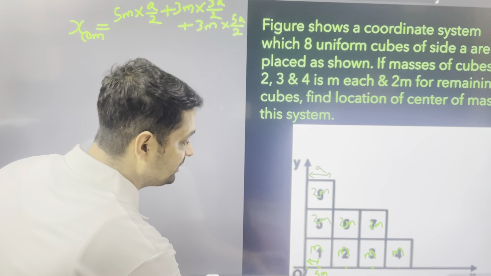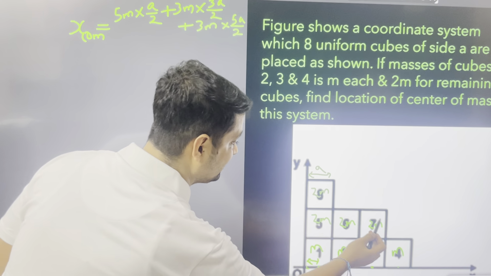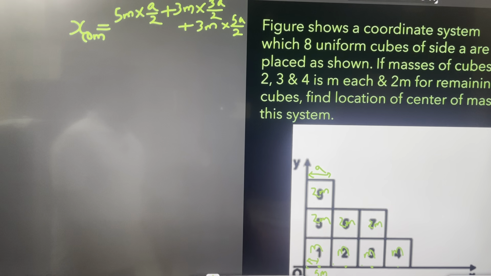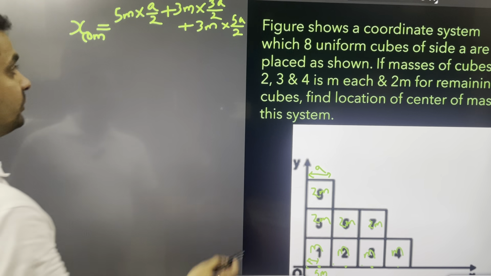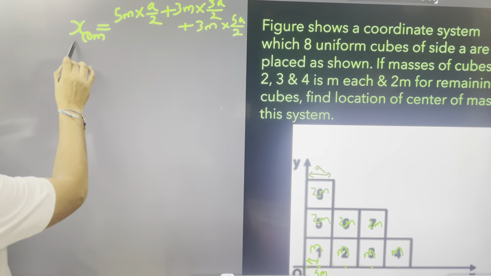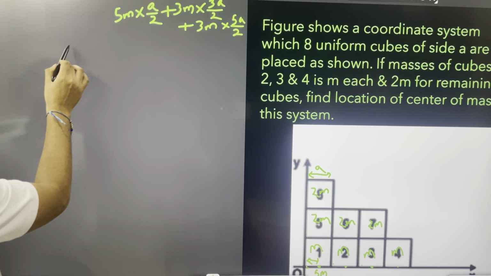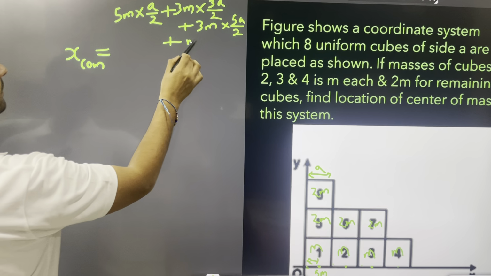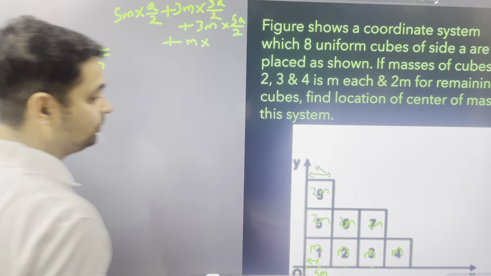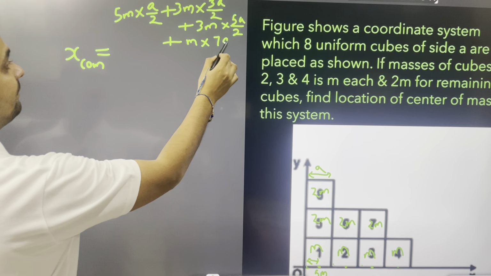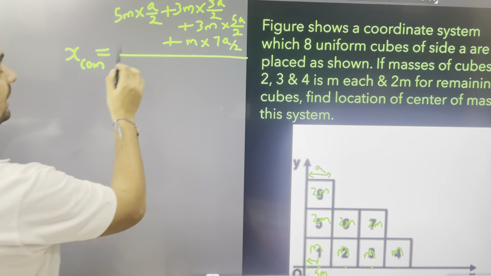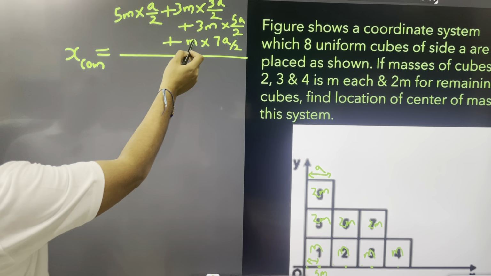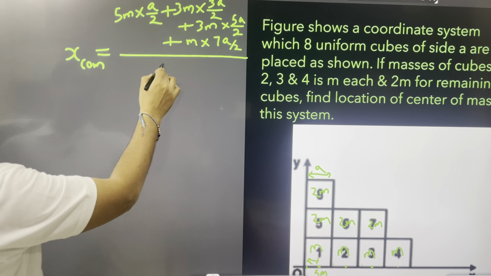How 5a by 2? You always take from the origin the position of the center of mass of this system, so a plus a, 2a, plus a by 2, that is 5a by 2. Okay. Now next is m, so plus m into 3a plus a by 2, which is 7a by 2. This is x center of mass, divided by total mass. Total mass is 5m plus 3m, 8m, 8m plus m, 9m, 9m plus 3m, that is 12m.